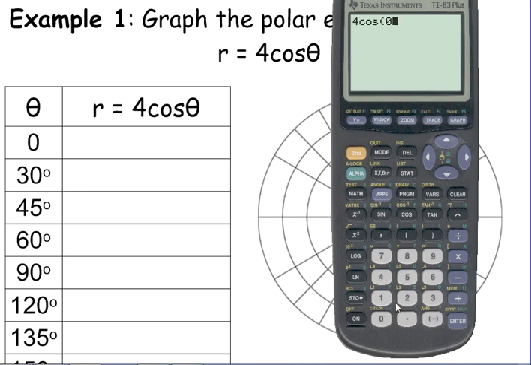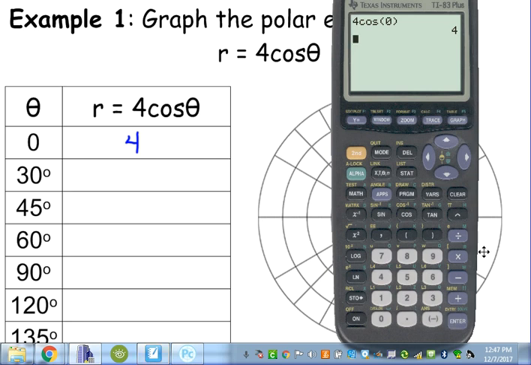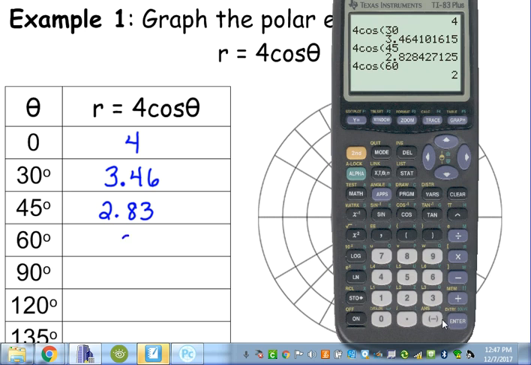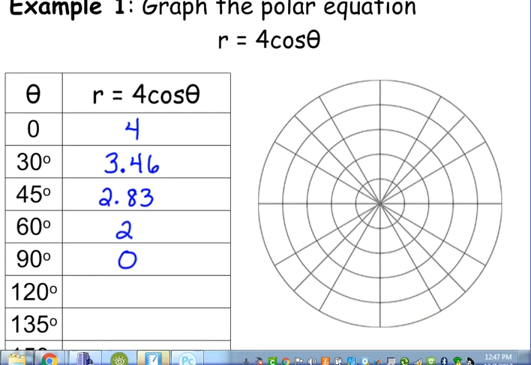So cosine of 0 gives us 4. Why? Because the cosine of 0 is 1. So we get 4 there. For cosine of 30 gives us 3.46. For cosine of 45 gives us 2.83. 60 gives us 2. 90 would give us, can anybody tell me before I type it in? 0, because the cosine of 90 is 0. And we're going to keep going.